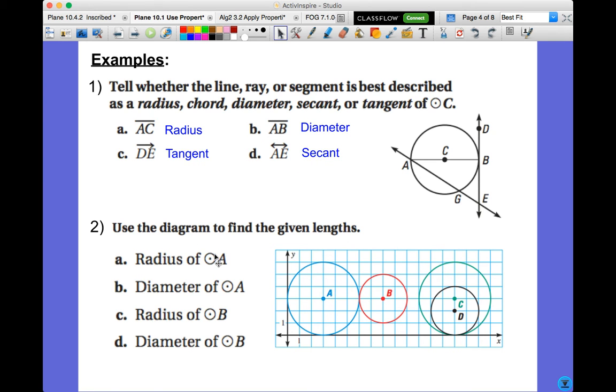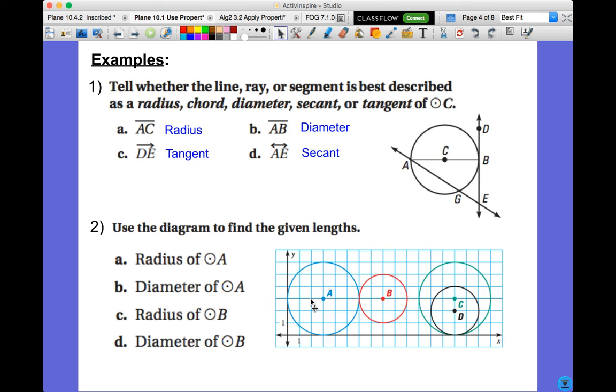Now we need to figure out if we can figure out the radius and the diameter of these circles that are on a Cartesian plane. So circles A, B, C, and D are all coplanar circles. Let's take a look at circle A. The radius of circle A, well, we can count the boxes and then determine what the scale is. The scale is 1 by 1 on the x and y axes.